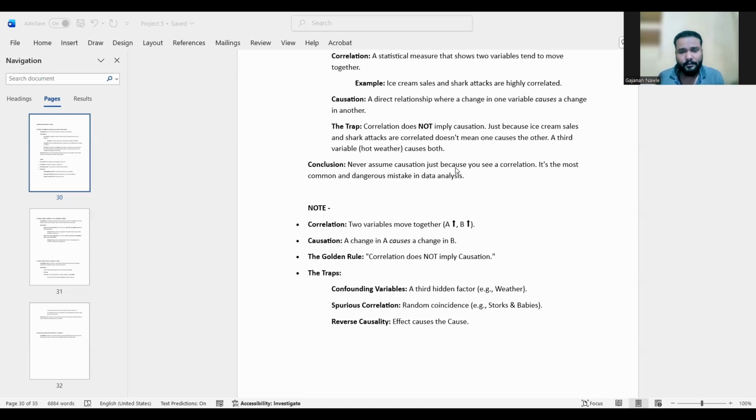The third trap is reverse causality. Let me give you an example. Imagine you are analyzing a sales team. You notice a strong correlation that high performing salespeople spend more time on CRM software. As a manager, you might look at that and say the software causes more success, so we need to force the software on low performing individuals. But will that change anything? No. Why? Because it is actually the reverse, which is reverse causality.